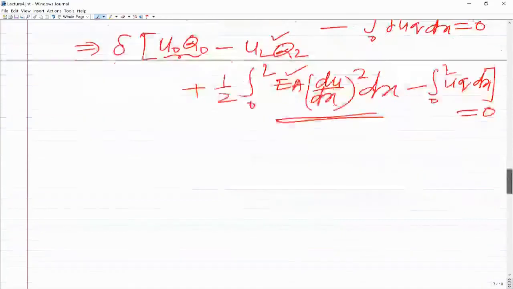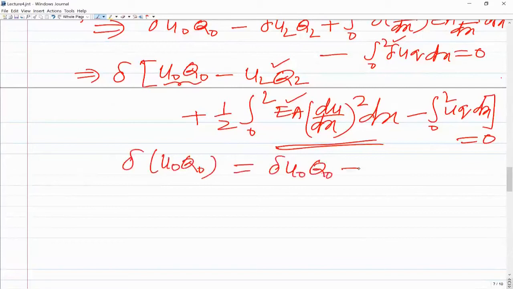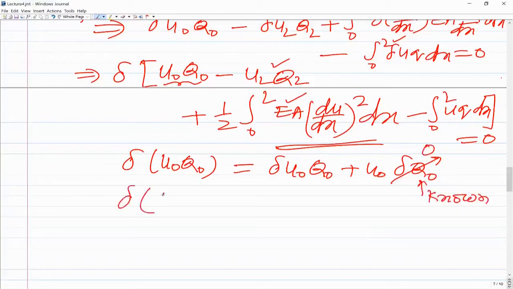Now as I was telling you, I have already explained. Now let me tell you one by one. If I do delta of u naught into q naught, what do we get? We get delta u naught into q naught plus u naught into delta of q naught. But this delta q naught is actually equal to 0. As I said, q naught is a known quantity. We are taking it as known. So the variation of a known quantity is always 0. Similarly, if you look at delta of uL into qL, then this is exactly the term what we have got over here.